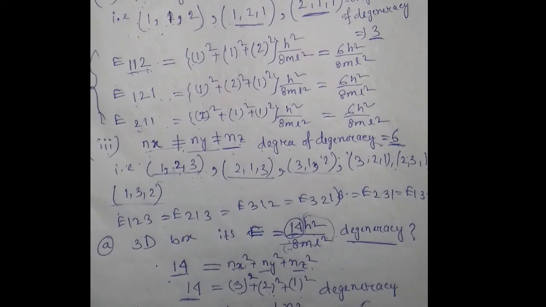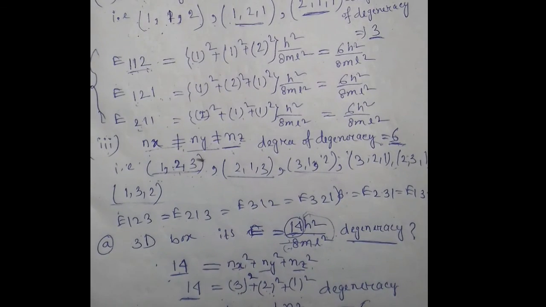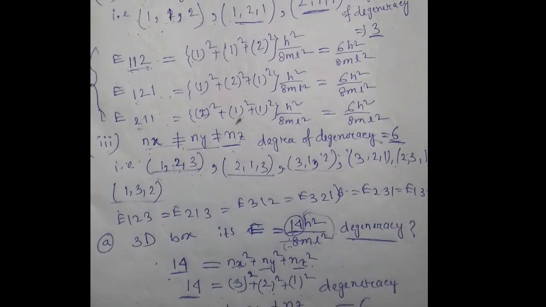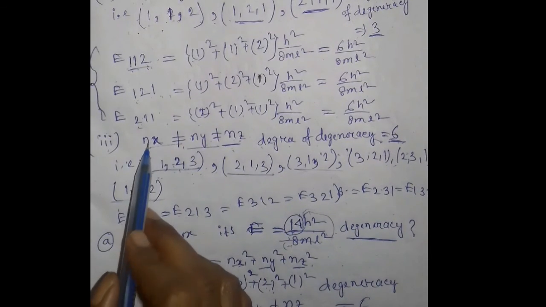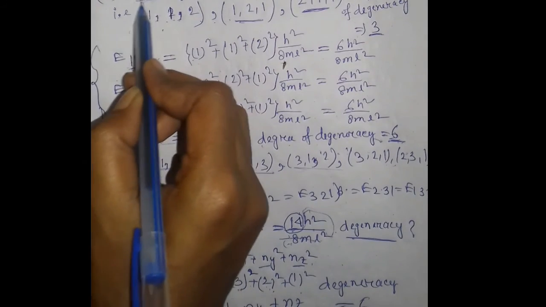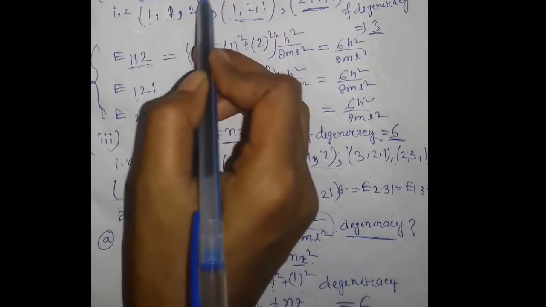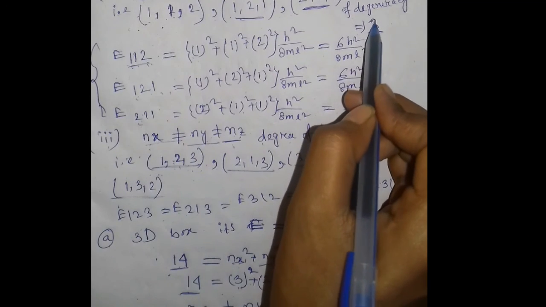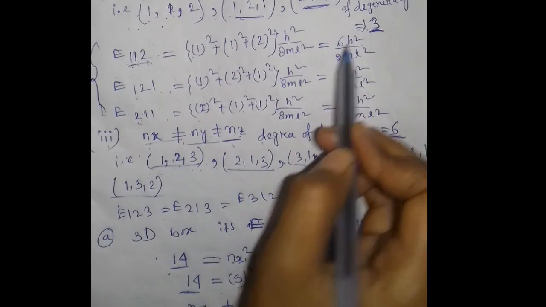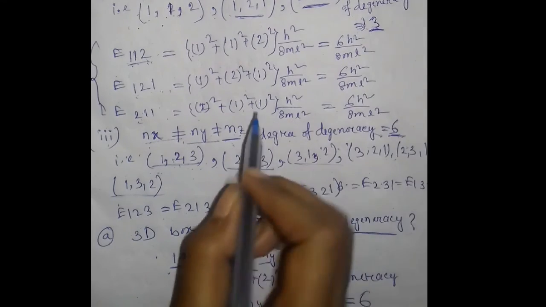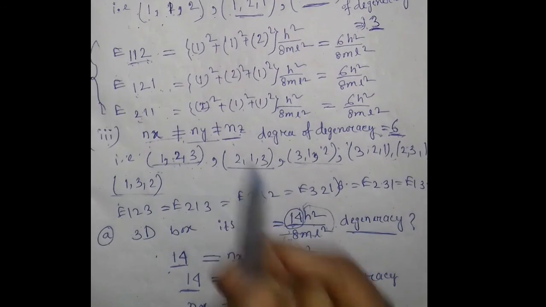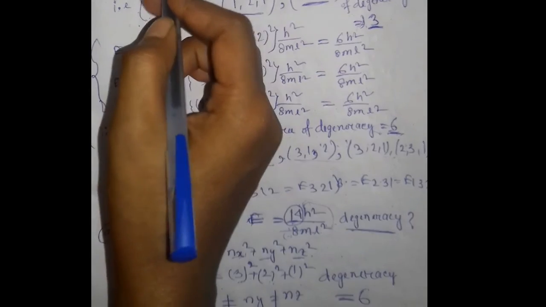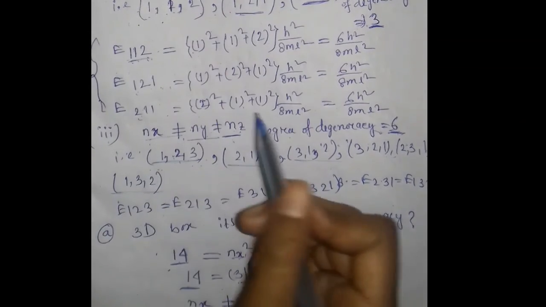If we see that nx not equals ny not equals nz, then the degree of degeneracy is 6. Whenever this case arises, nx equals ny but not equals nz, then we can easily say the degree of degeneracy is 3. There is no scope for confusion. Whenever we see nx equals ny equals nz, that means the system is non-degenerate.